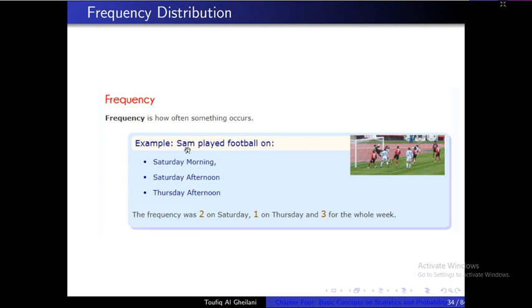For example, Sam played football on Saturday morning, Saturday afternoon, and Thursday afternoon. The frequency was 2 times he played football on Saturday, and 1 time on Thursday, and 3 times for the whole week.